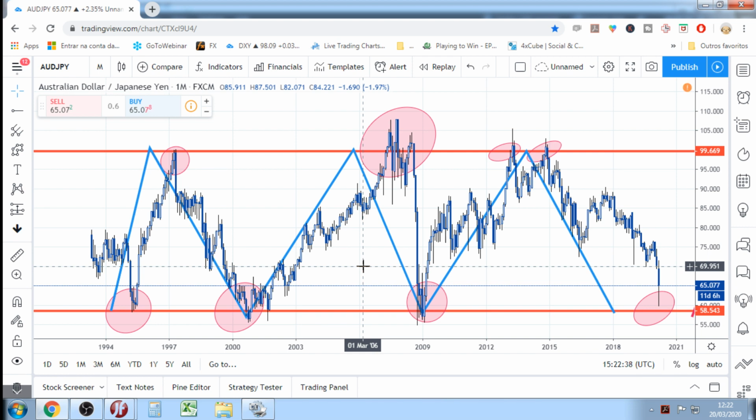Manu says it must attempt a bigger number of resistance or support points. Yes. Thank you, Manu. That's true.